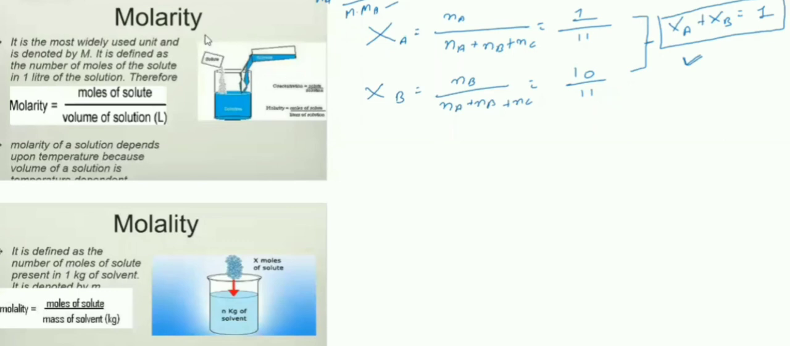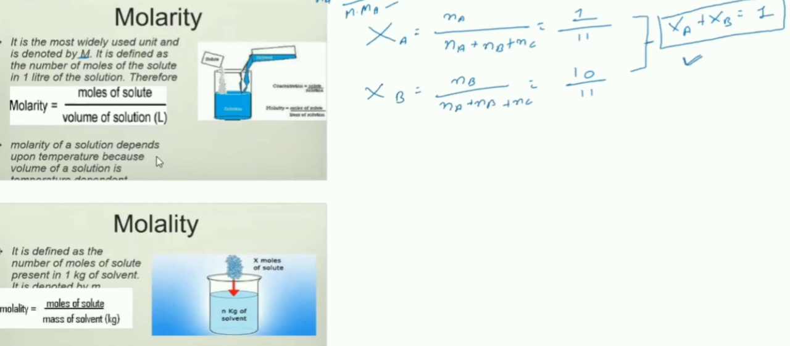So the next term is molarity. It is the most widely used unit and denoted by capital M. It is defined as the number of moles of solute in 1 liter of solution. Therefore, molarity can be represented as moles of solute per unit volume of solution, or you can say moles of solute divided by volume of solution in liters.